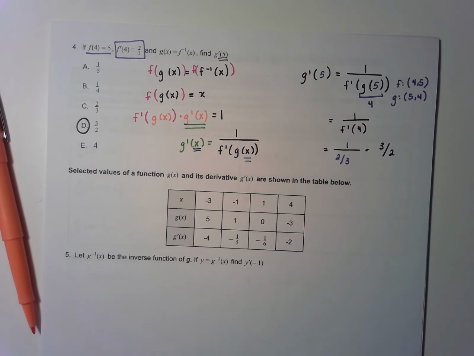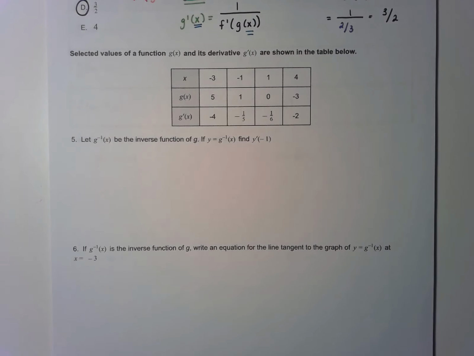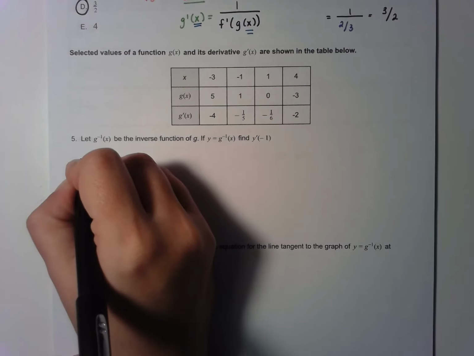All right, I want to go ahead and do just 2 more problems where we're going to use a table of values. If you think back to when we first learned derivatives, we had a lot of problems like this where it was like, here's a table of values, use that to find the derivative. It's the same thing here. This is just another derivative procedure that you need to know. So let g inverse be the inverse of g, and y is equal to g inverse of x, find y prime of -1. So let's start by getting rid of the inverses here.